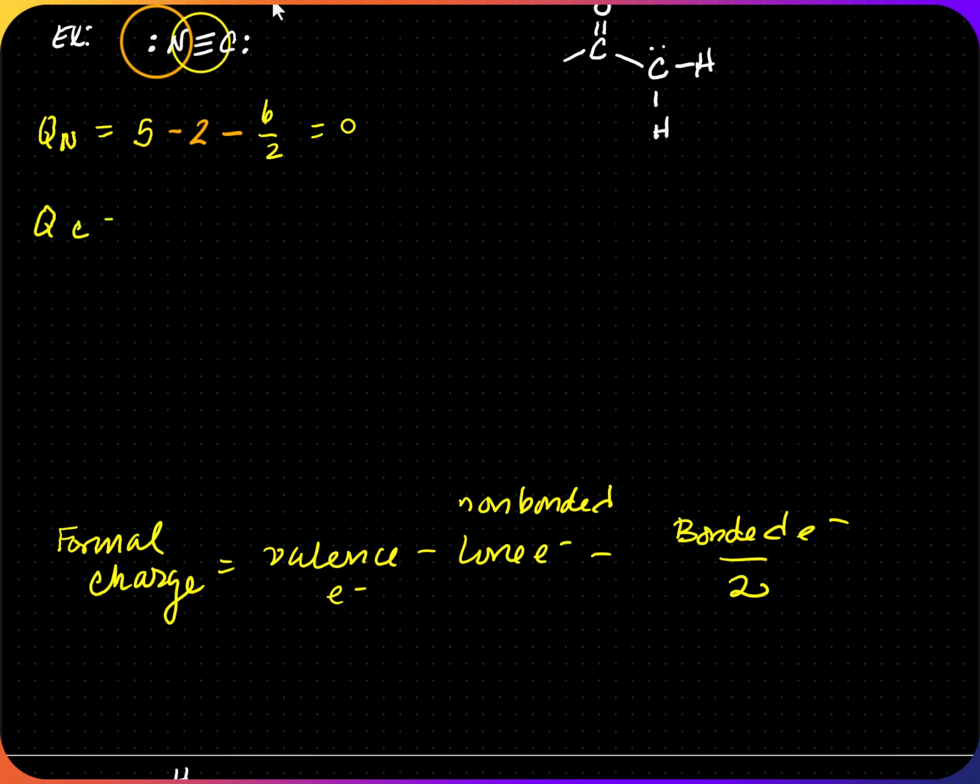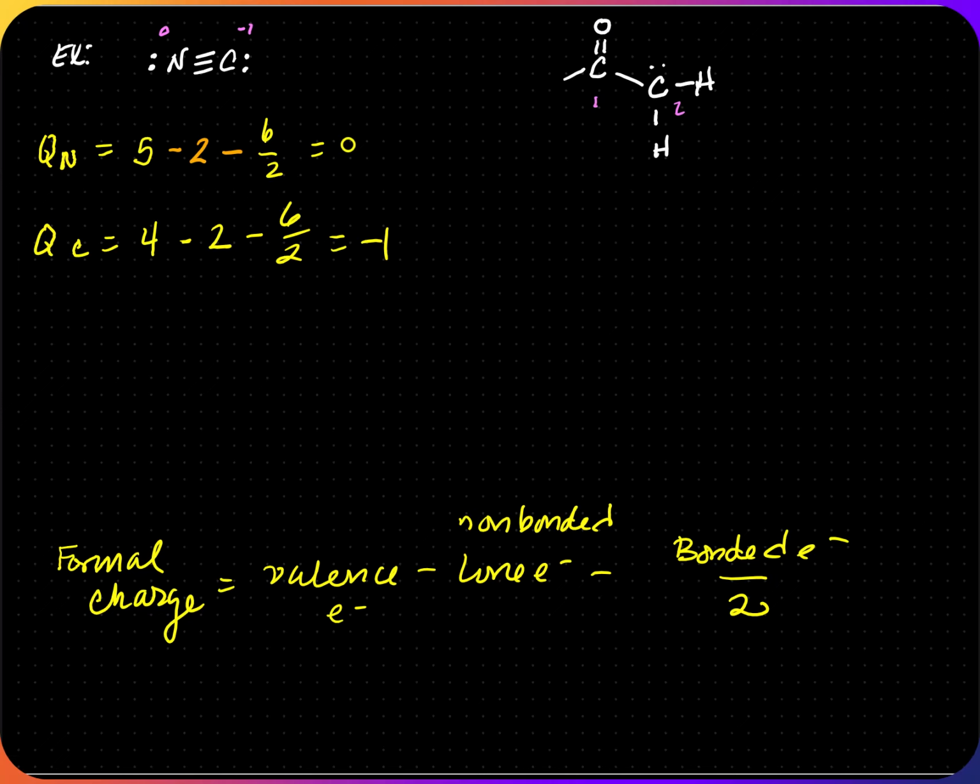Formal charge of carbon. Carbon has 4 valence electrons. It has 2 lone electrons right here, and its bonded is the same because they share. So it's 6 divided by 2, which is minus 1. The charge of carbon is minus 1. So if I write my charges down, the formal charge of nitrogen is 0, the formal charge of carbon is negative 1. For the second example, find the formal charge for both of the carbons.